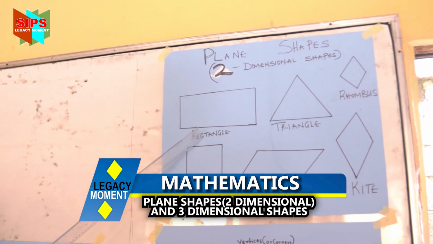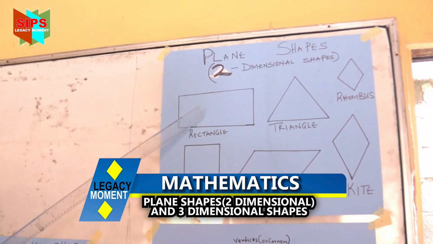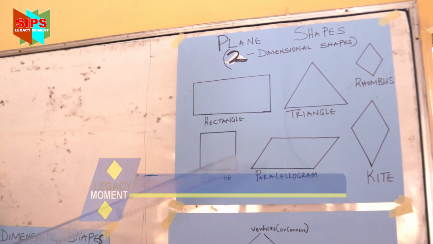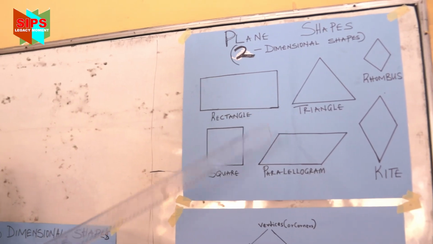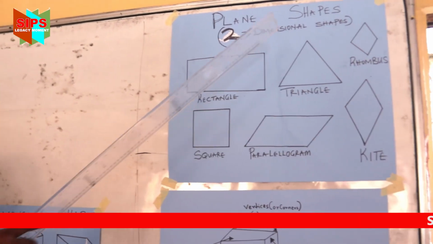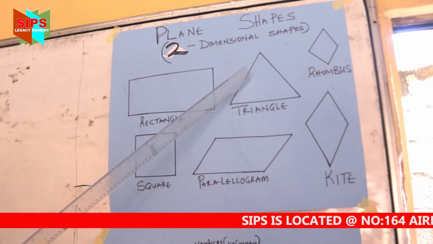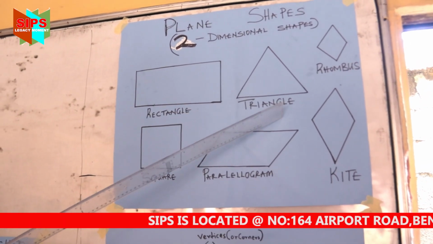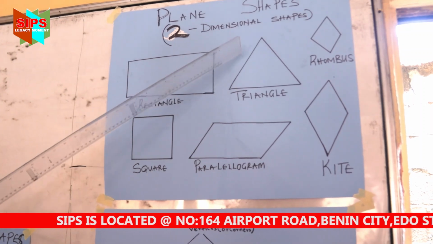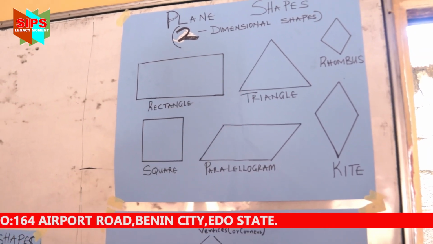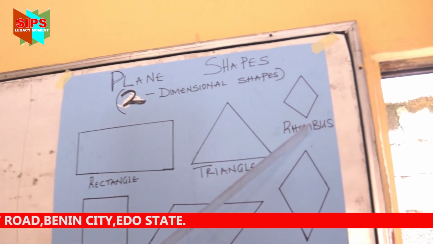I said a rectangle has how many faces? One face. It has 4 edges. It has 4 vertices. Let's look at a triangle. A triangle has how many faces? 1 face, as you can see on the board. It has 3 edges and 3 vertices.